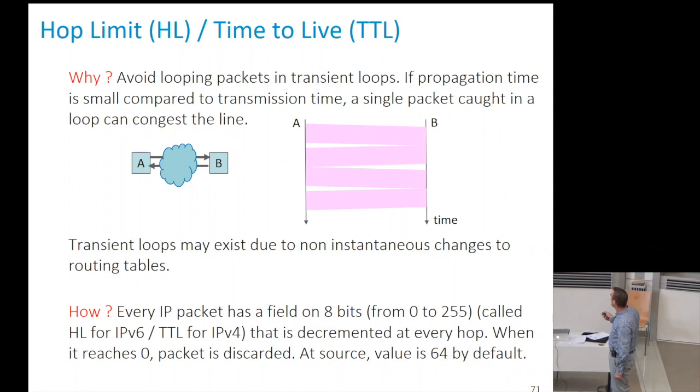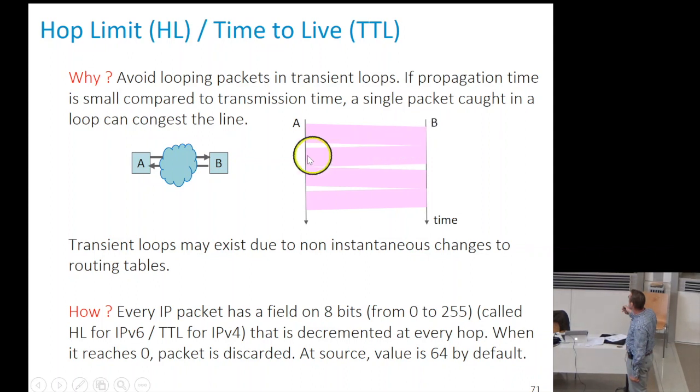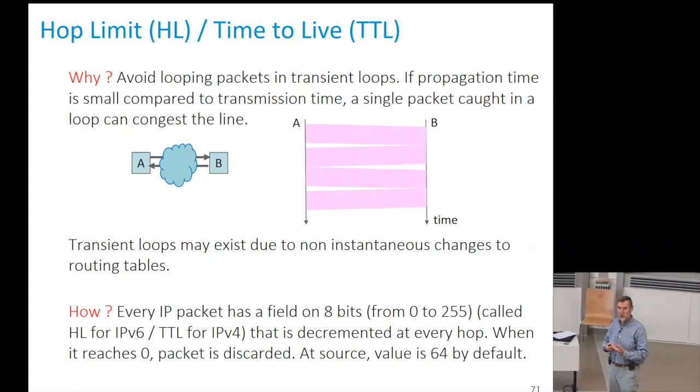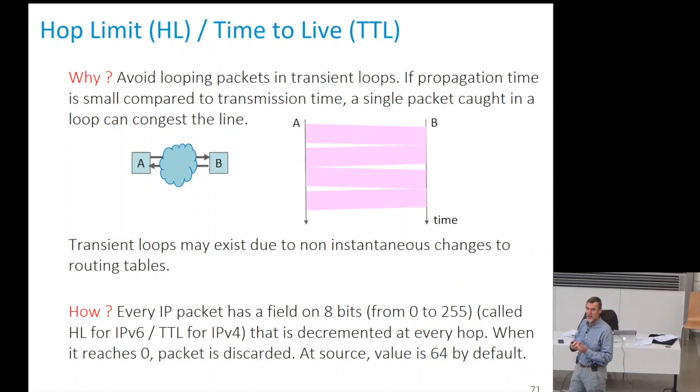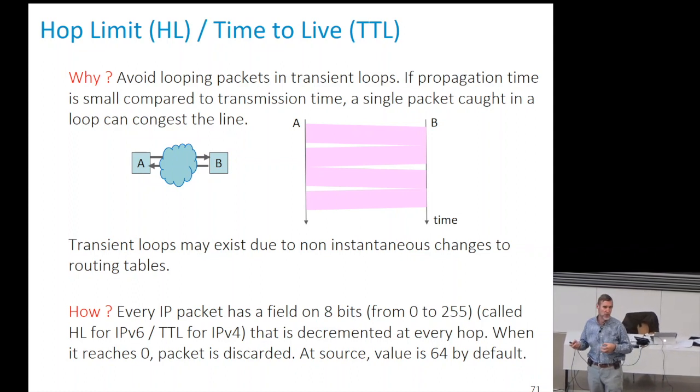If there is a loop, for example here, if for some reason A sends its packet to B and B sends the same packets back to A. Of course, loops in principle should be avoided in the internet, but as we will see when we talk about routing protocols, the routing protocols are asynchronous. They update the routing tables not exactly at the same time everywhere. So it is possible that during an update, a loop exists.